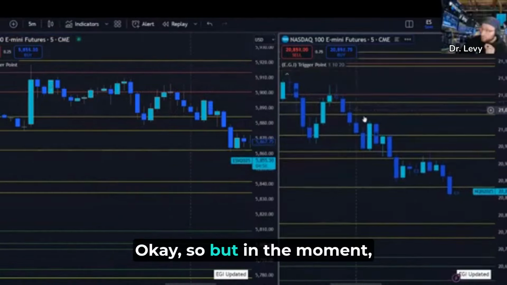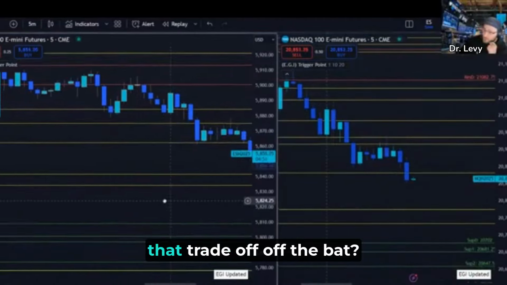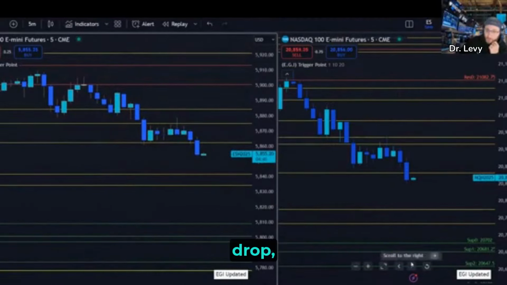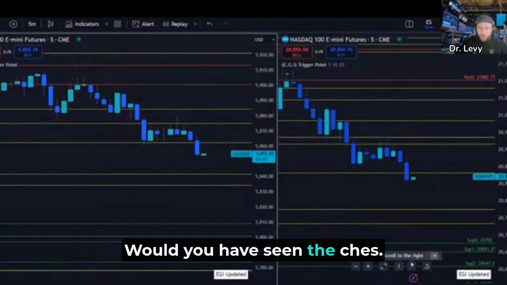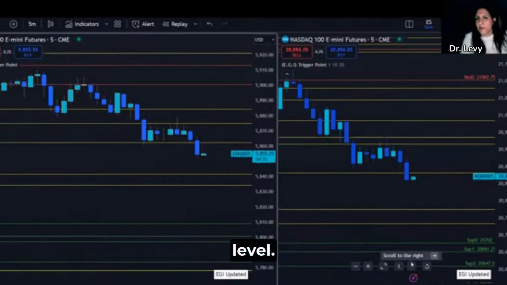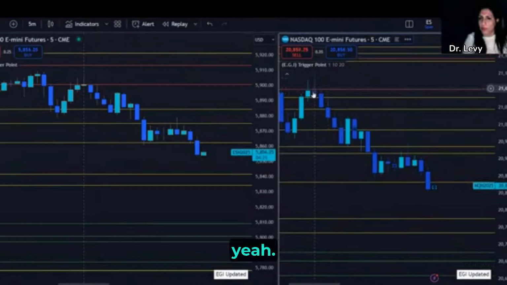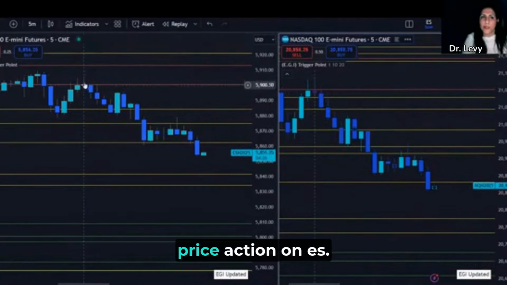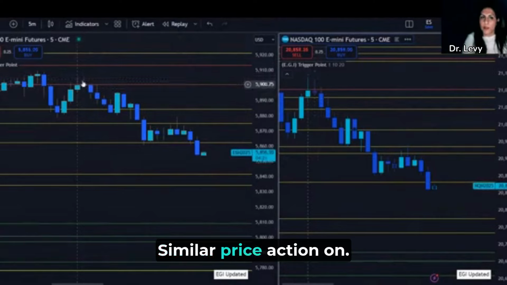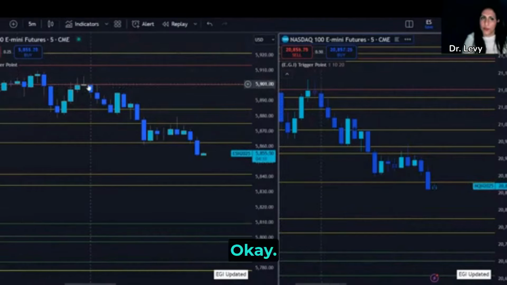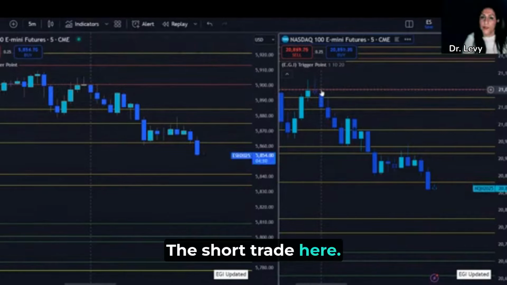But in the moment, would you have taken that trade off the bat? The moment you saw NQ drop, but ES was still holding on, would you have still taken the trade? ES respected its resistance level, but NQ didn't. Therefore, to me, yeah, but look at the price action. You can see a similar price action on ES, similar price action on NQ, on a level that was validated before. And when this went down, I could take the short trade here.